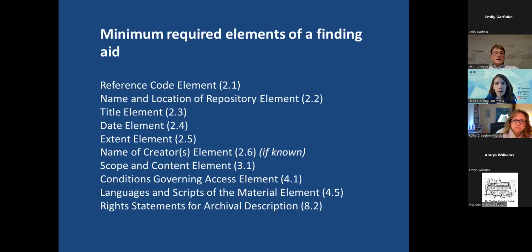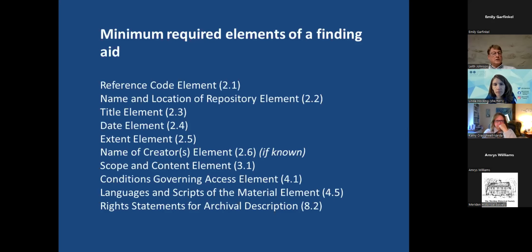Now, each finding aid has a minimum required number of elements. And these are based on the SAA guidelines. You can see them here. The reference code is the identification number you give, typically an accession number. Then you provide information about your repository and how to get there. You provide a title of a collection, and dates that the collection covers as best as you can estimate. You provide an amount of material, either in linear feet or boxes. This will tell the researcher something about how big the collection is.